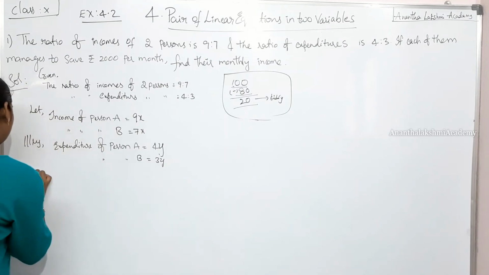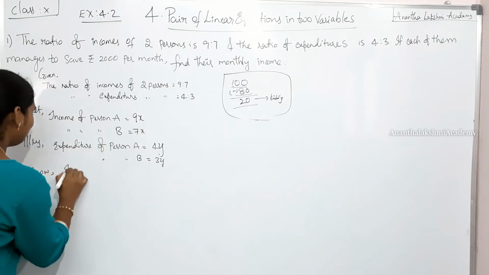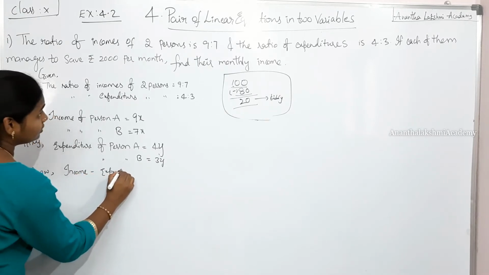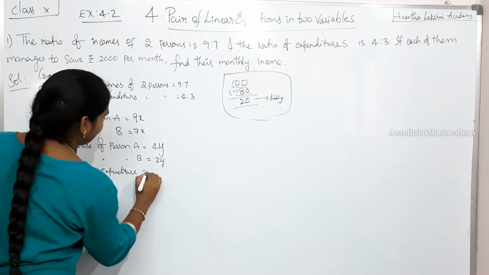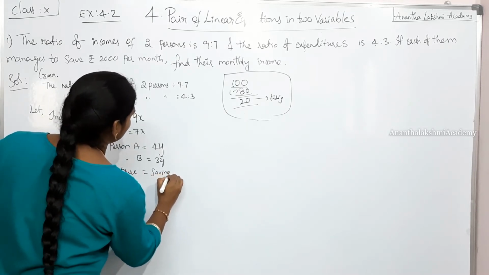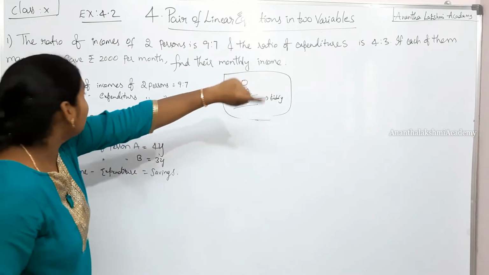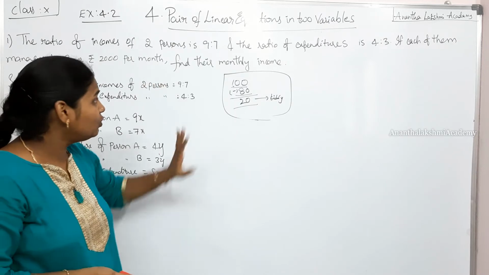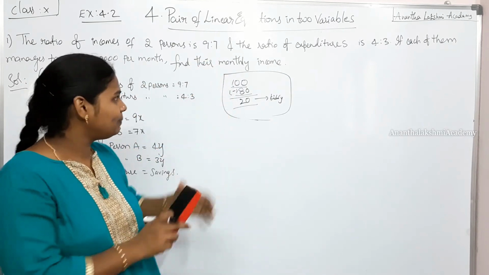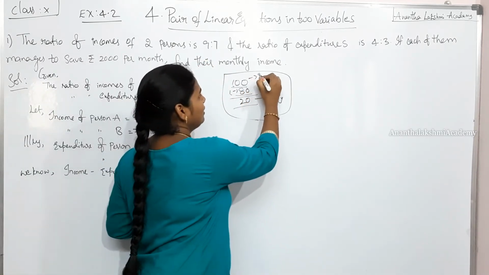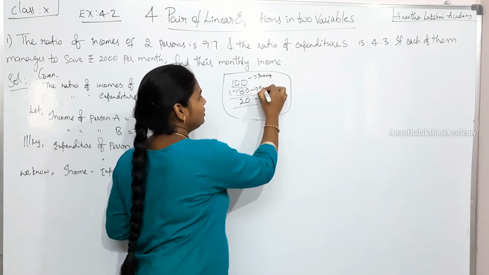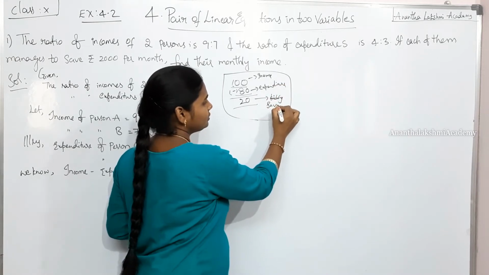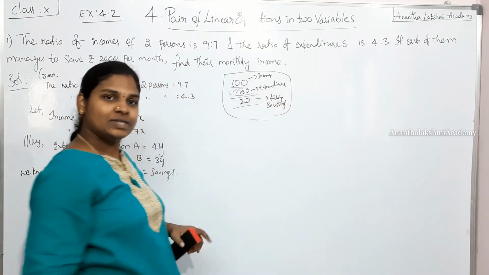All right, we know. What do we know? Income minus expenditure is equal to savings. Why did we write this? Because each of them manages to save 2000 rupees per month. What did I tell you? Income minus expenditure. What is this? Income, expenditure, kiddie bank is saving. So income minus expenditure is saving, no?